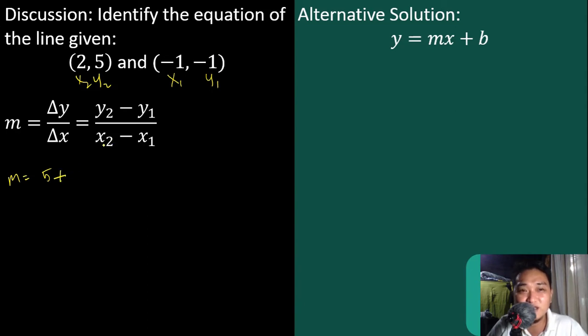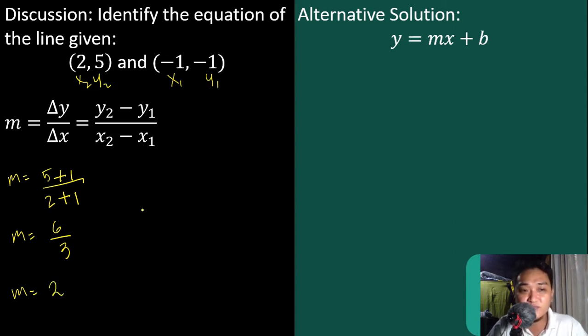Pwede naman yang diretso na plus. Negative times negative is positive, plus. And then let us write 1 there. You have here x sub 2, which is 2 minus our x sub 1 is negative 1, and negative times negative is positive, tapos 1 na lang, ganun po. So therefore, 5 plus 1 is 6 over 2 plus 1 is 3. And 6 divided by 3 is 2.